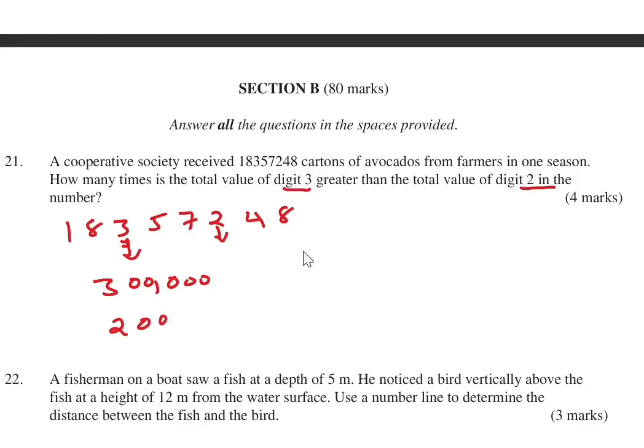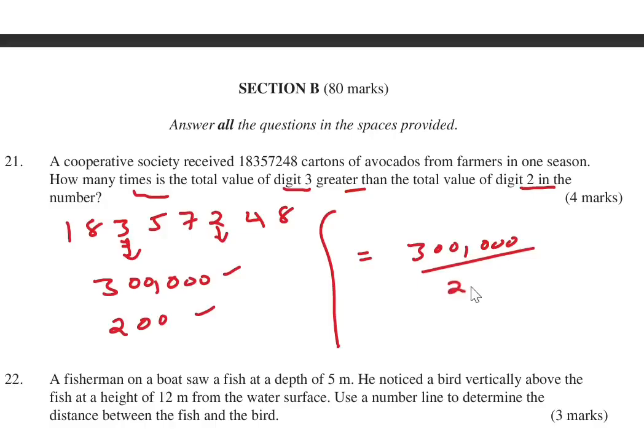So to get how many times? So how many times is the total value greater than? So you can see this one is greater than this. So nataka tujue ni mara ngapi. How many times? So we divide. 300,000 divided by 200. You'll see it is 1,500. So the answer is 1,500. And you score those 4 marks.